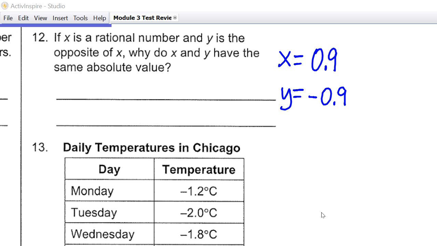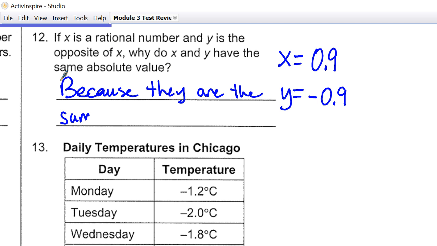The question then says, why do x and y have the same absolute value? Well, the definition of absolute value is distance from 0. So I would say because they are the same distance from 0.